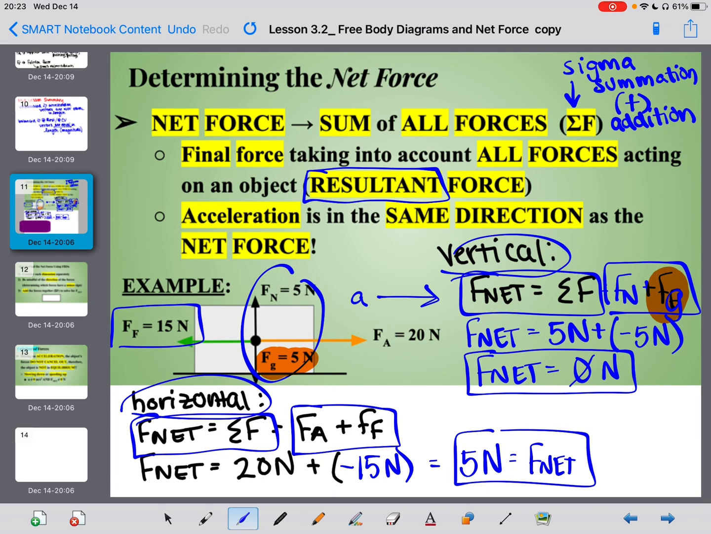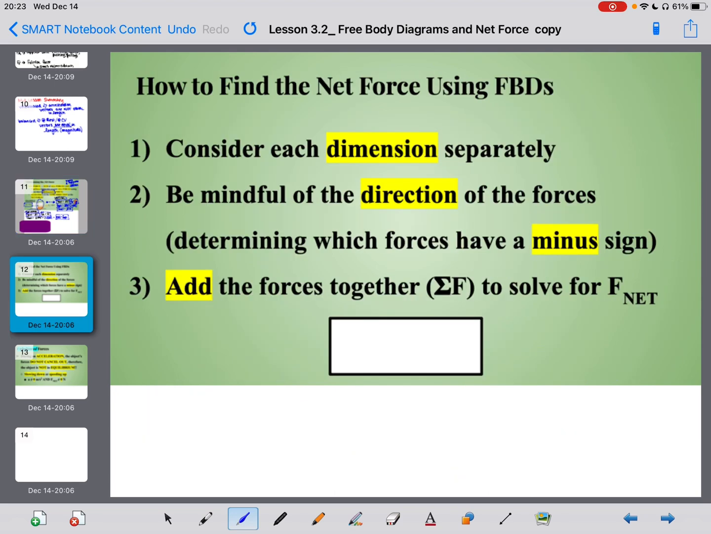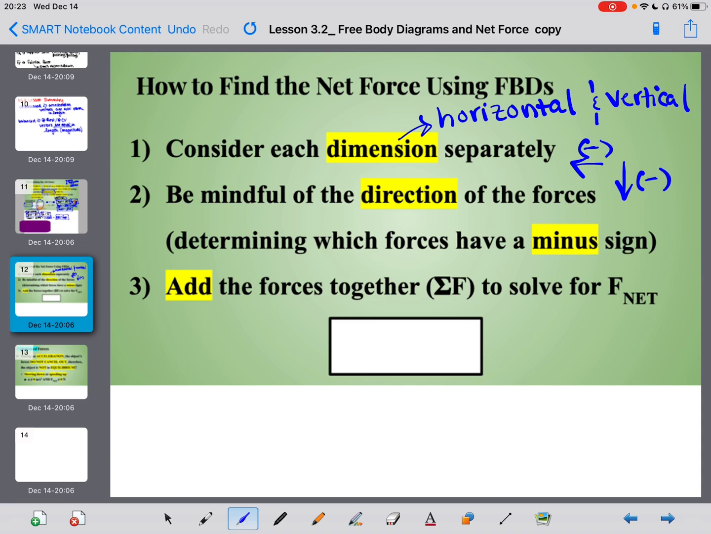Okay, so now let's actually talk about how do we find the net force. I know we just did that example together, but you have to consider each dimension separately. So again, you have horizontal and vertical. We have to be mindful of the direction of the forces, so anything that is downwards or to the left needs to have a minus sign put in front of it, because it's going in the negative direction, okay? And then you're going to add all the forces, because that's what that symbol sigma tells you, is to add them up, okay? And that's you're going to solve for F net. So this is not on your reference table, so I need you to copy it in somewhere. F net equals sigma F. This is a very useful tool when we are solving for the net force, okay?